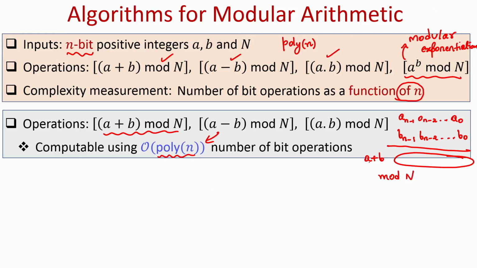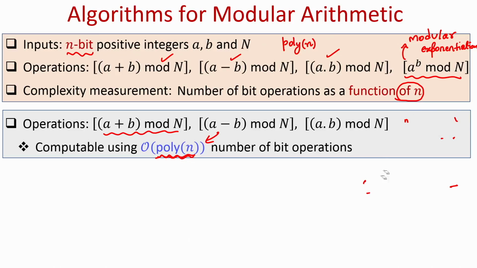That means, you have now got two n bit numbers. So, this is n bit, this is n bit, and you have to divide one n bit number by another n bit number, which can be done in polynomial in n number of operations. Same way, you can perform a minus b and then take modulo n, you can multiply a and b and then take modulo n, all of them will need polynomial in small n number of operations.